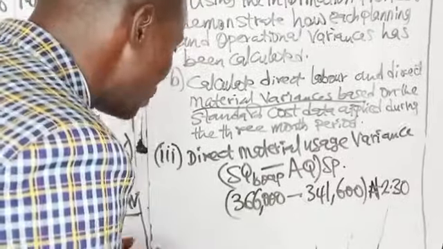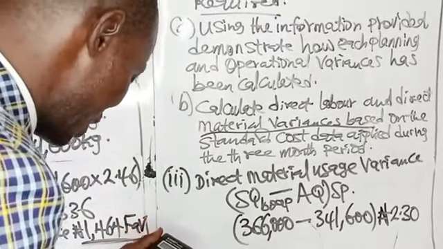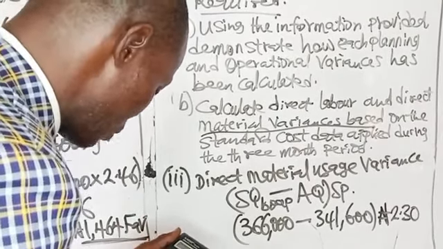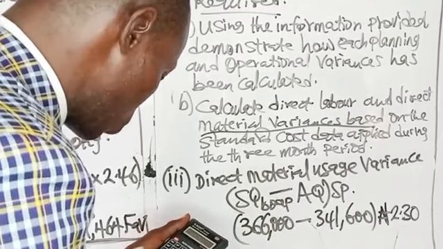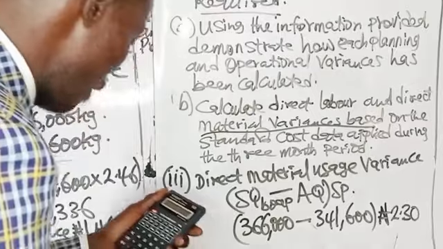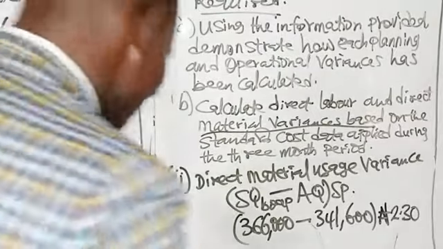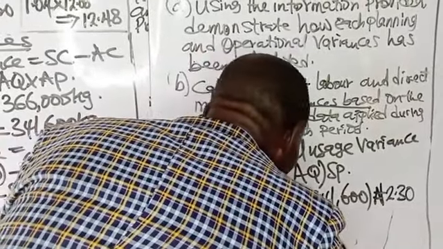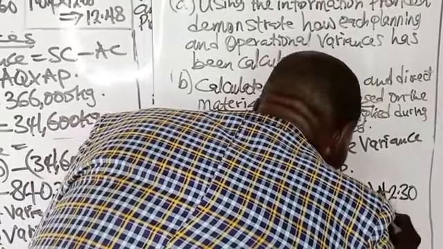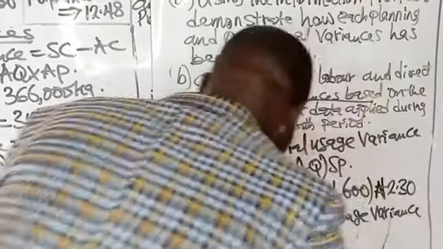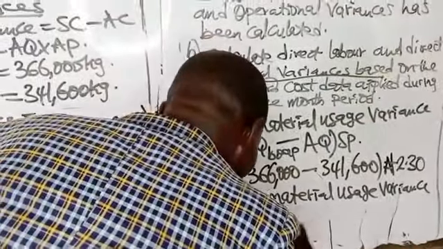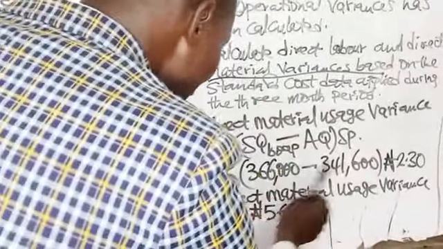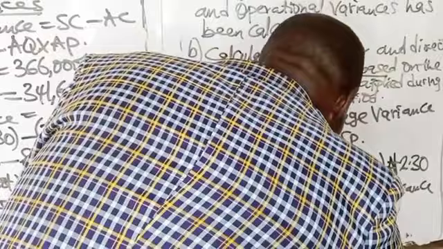So what is the difference between this and this? 366,000 minus 341,600. You have 24,400 times 2.3. Then you have 56,120. Therefore, direct material usage variance amounted to 56,120 naira. This is greater than this. So it shows that it is a favorable variance.